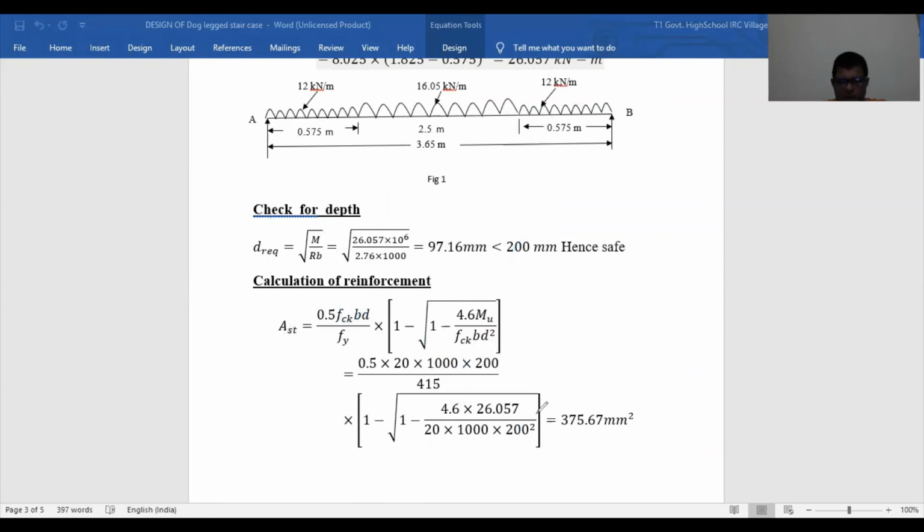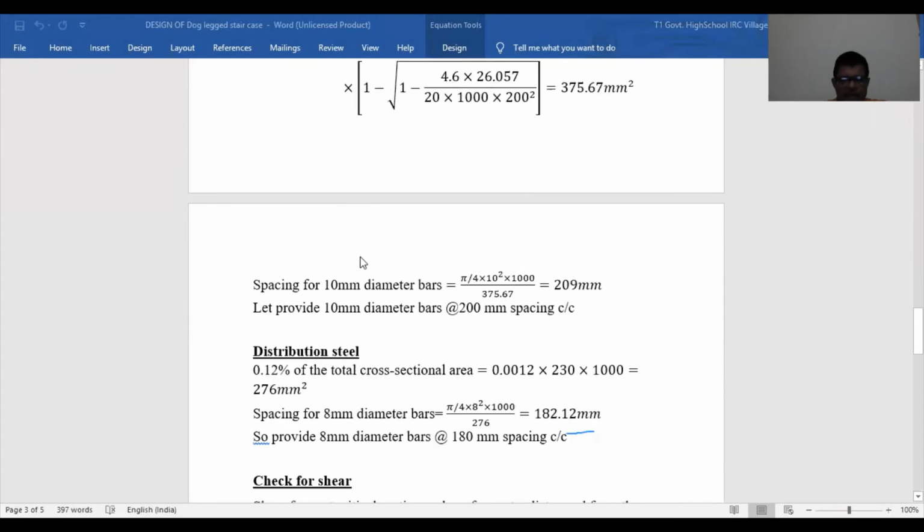Now this value comes out; if it is 200, it comes 375. It will change accordingly. So once you find Ast, find the spacing of a 10 mm diameter bar. That is equal to 1000 times pi by 4 times pi square by the area, it is 209. So provide 200. It will take 3d or 300 millimeter, so that is more. So we provide 10 mm at 200 center as the main reinforcement on the flight.